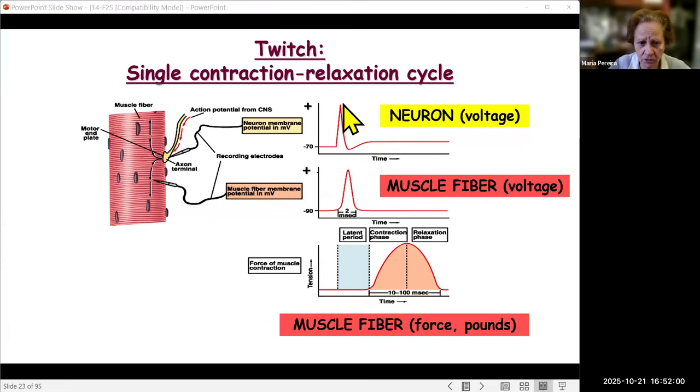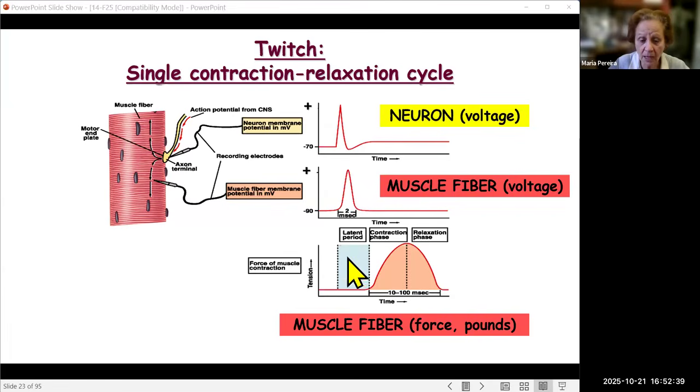So this activation of the motor neuron then is transmitted to the muscle fiber. We're still talking about voltage in the muscle fiber. So it goes from -90 to +30 millivolts. So here's contraction, here's relaxation. Here is the opening of sodium channels for the contraction, and here you have the opening of potassium channels for the relaxation.